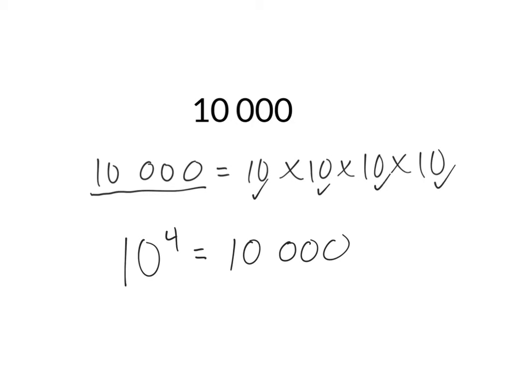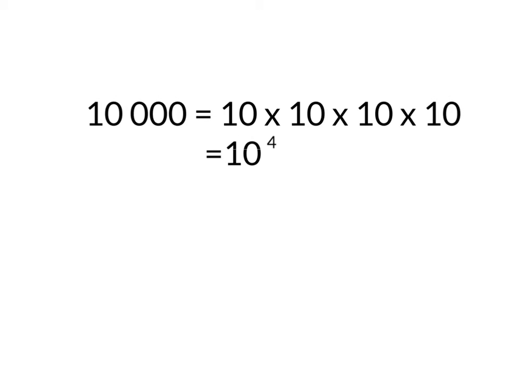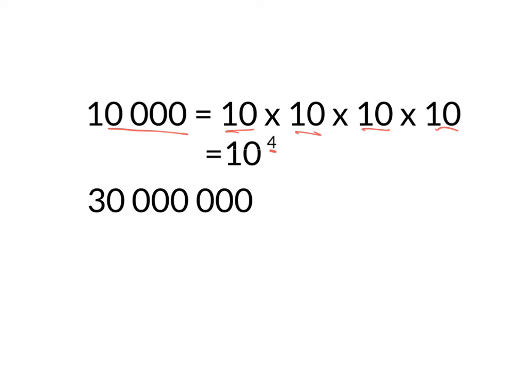Now, the same holds true for other numbers. If we had 2 to the power of 2, that would be equal to 2 times 2, which is equal to 4. Or 3 to the third power is equal to 3 times 3 times 3, which is equal to 9 times 3, which is equal to 27. Already you might be able to see the usefulness of this, because all we need to do is look at the number in the exponent. That tells us how many times 10 is being multiplied by itself, which also tells us how many zeros will be in the product. So what does that mean for our number 30 million?